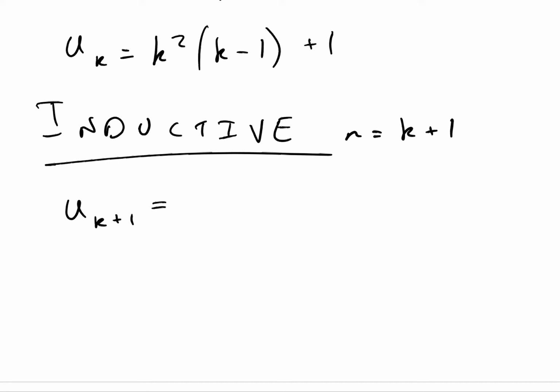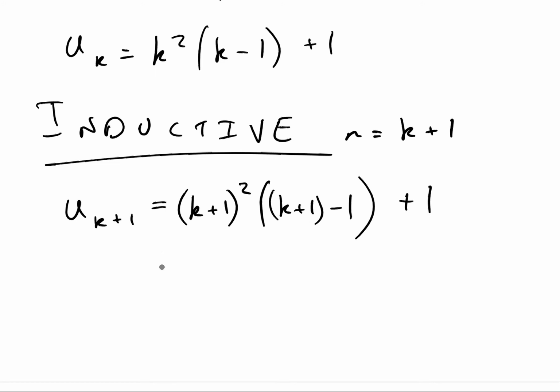So our u(k+1) is going to be given by (k plus 1) all squared, that's our n, times n minus 1, which is going to be (k plus 1) minus 1. Remember, use brackets. Be careful here. Use brackets if you're not sure. Plus 1, which of course is going to make that equal to (k plus 1) all squared times k. I'm just going to write that with this k at the front instead of behind, because in my mind that just makes it look a little bit neater.